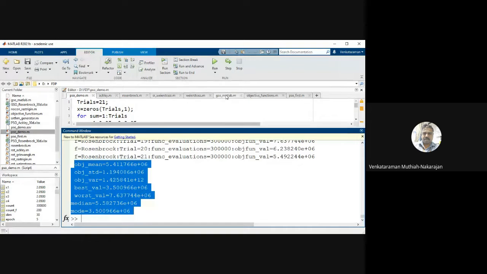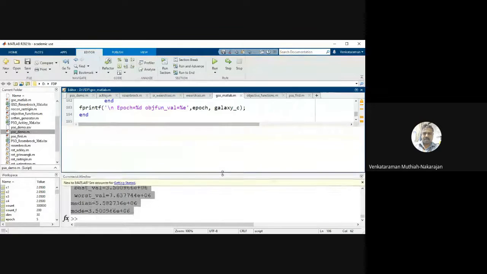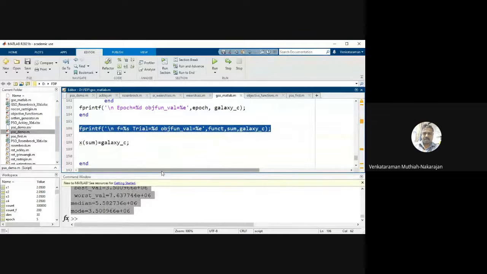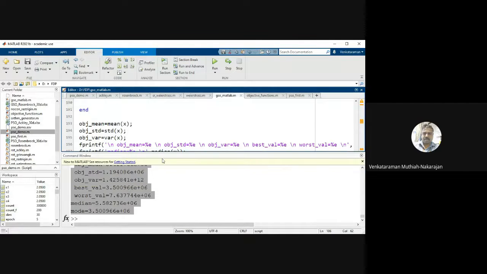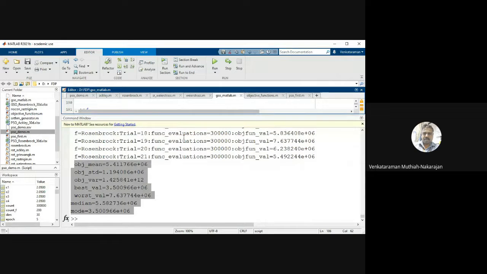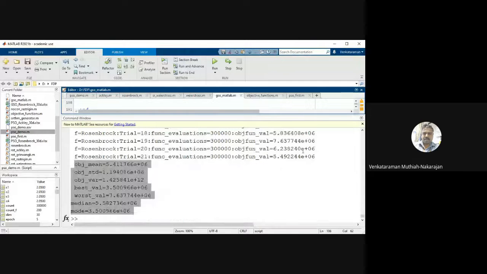This is another algorithm called galactic swarm optimization, which I developed for my PhD thesis. I would like to show you how this algorithm does in comparison with the regular PSO. So the regular PSO gives an output of 5 into 10 to the power 6 or so. The best it can do is only about 3.5 into 10 to the power 6, not so great.